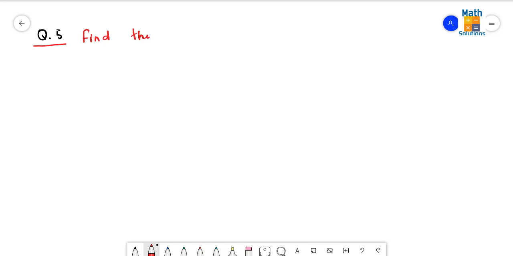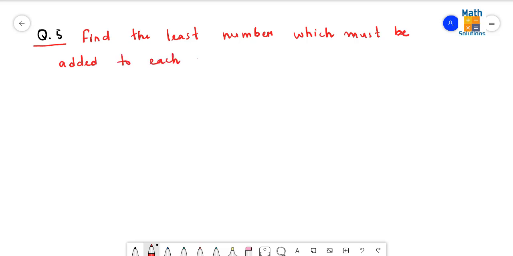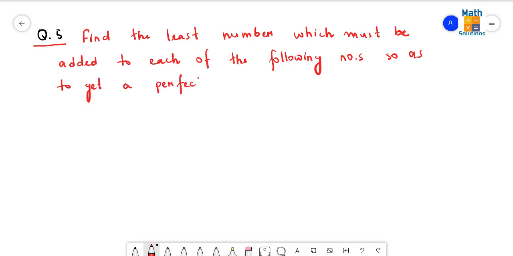which must be added to each of the following numbers so as to get a perfect square.